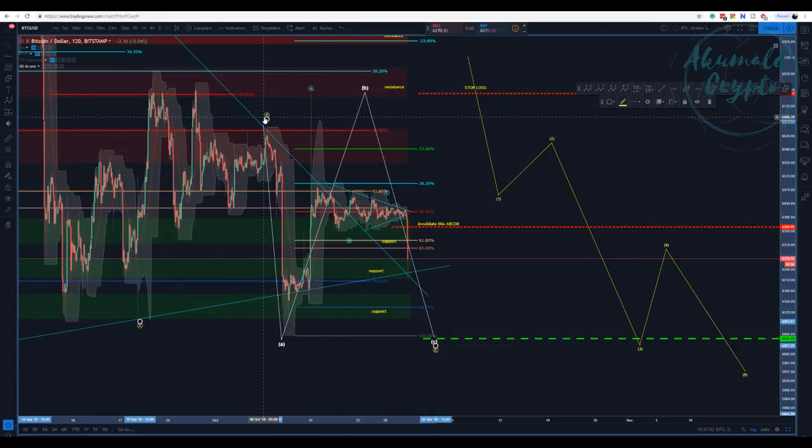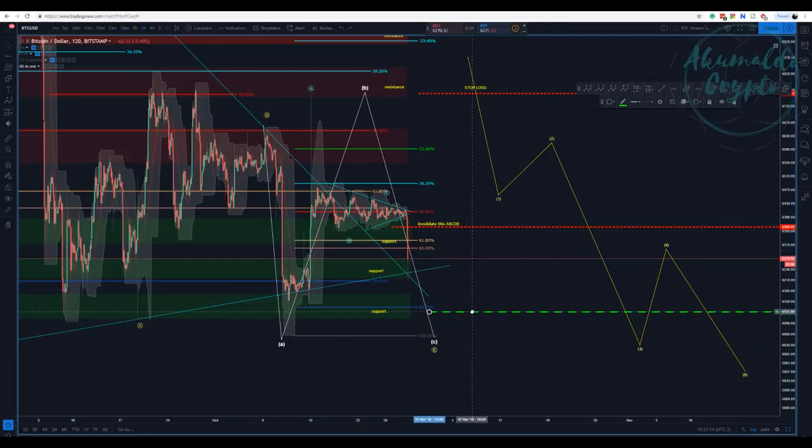So this is what I'm expecting. Okay, I'm expecting for this C to stop somewhere around 6K, or stop at this support here. It wouldn't be a surprise if we have a running flat.